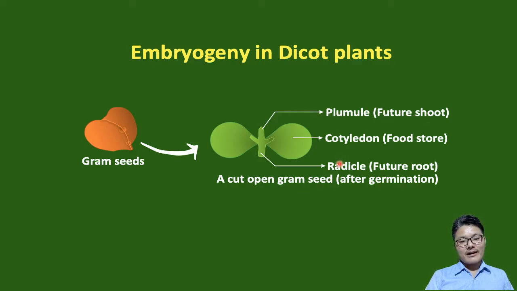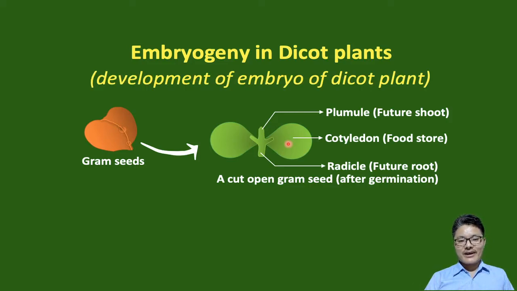Plumule and radicle are part of embryo, and embryo get nourishment or get nutrients from cotyledons. In case of dicot plants, we have seeds with two cotyledons. That's why they are called as dicot plants. Now, embryogeny in dicot plants can be described as development of embryo of dicot plants.